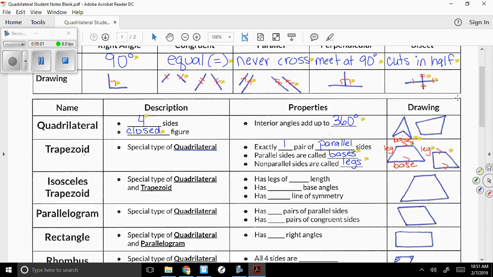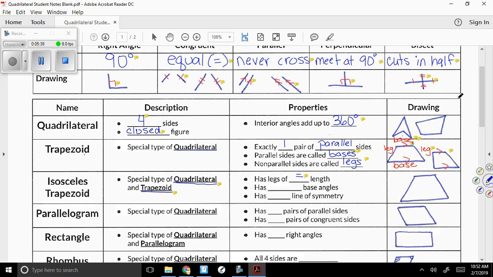All right, next up we have our isosceles trapezoid. And if you remember from a couple of years ago when you learned about different types of triangles, we had something called an isosceles triangle. And it kind of goes together. So think back, we're going to go over what that means. So an isosceles trapezoid is a special type of quadrilateral and a special type of trapezoid. So that means that it has four sides, it is closed, and it has everything that we talked about for trapezoid. So something that's special for just isosceles trapezoids, though, is that they have legs of equal length.